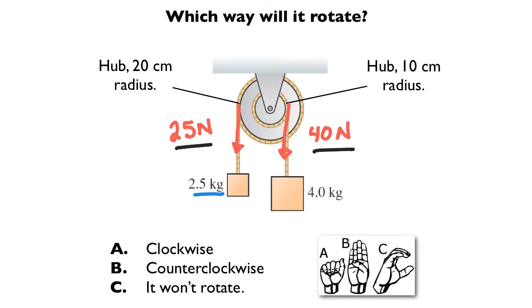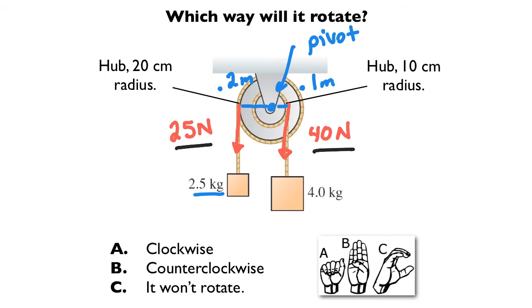But let's look at the distance. And the distance from the pivot point, and the pivot point for this pulley is pretty clearly marked. It's right there in the center. That's my pivot. The distance from the pivot to where the force is applied is 0.2 meters on the left and 0.1 meters on the right.